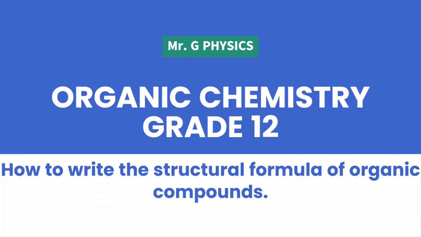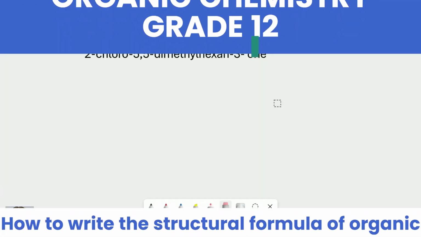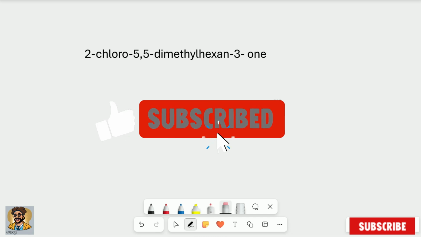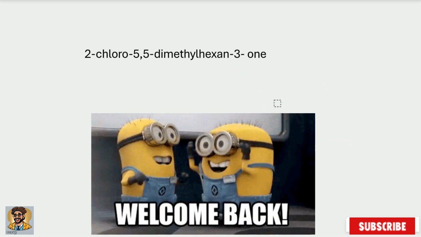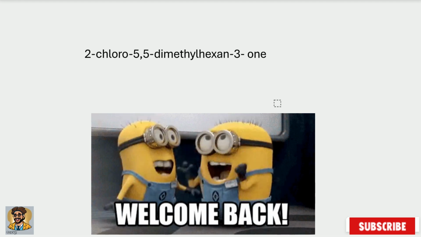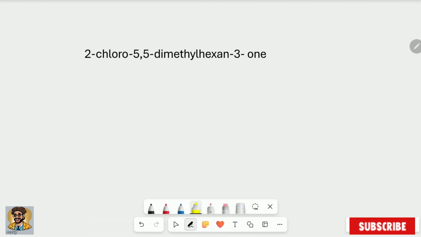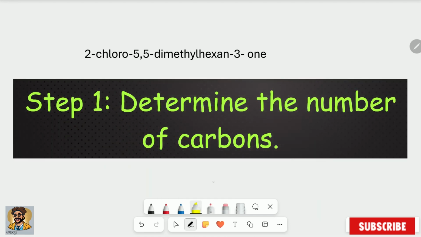Structural formula of the equation for this specific compound. The compound is 2-chloro-5,5-dimethylhexan-3-one. Okay? Remember I said, when you write the formula instead of the name, you're coming now from name to formula. What is the first step? What should you do first? Find out the number of carbon.